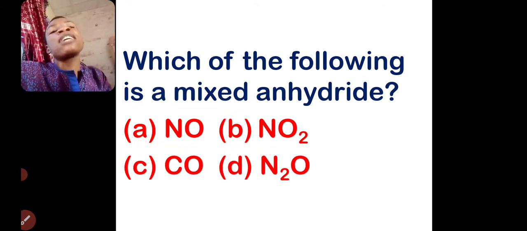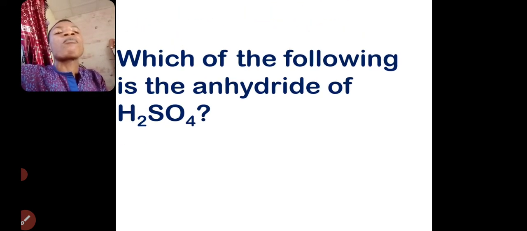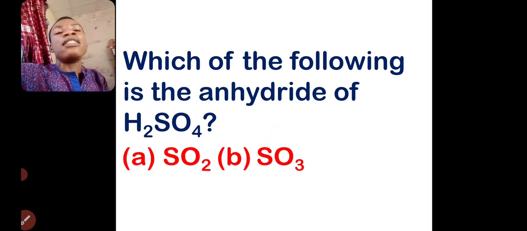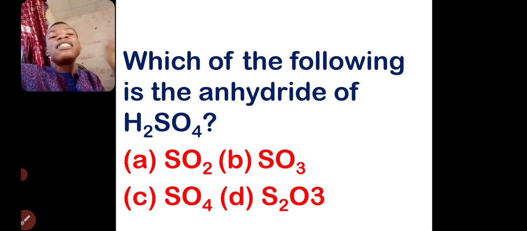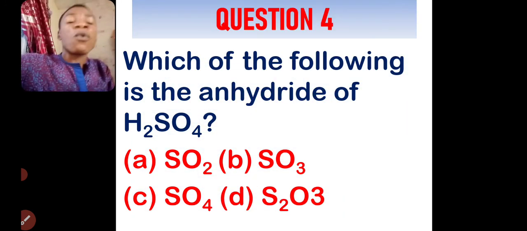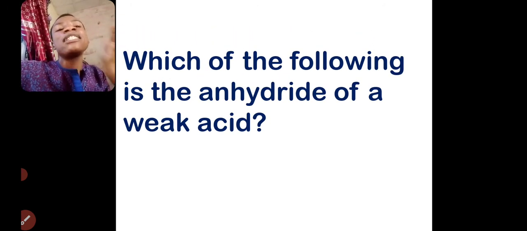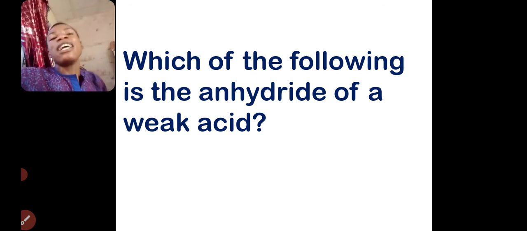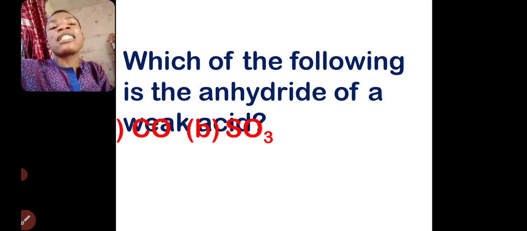You are going to find answers to all these questions in this video that you have watched. So that's our question number 3. Question number 4. Which of the following is the anhydride of H2SO4? Is it SO2? Is it SO3? Is it SO4? Is it S2O3? Which of them is the anhydride of H2SO4? That's our question number 4. Let's see question number 5. Which of the following is the anhydride of a weak acid? That is, when the following dissolves in water, which of them will give us a weak acid?